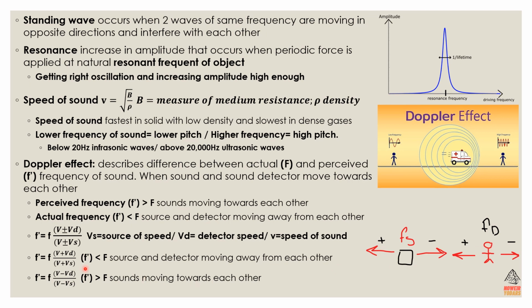So this can be explained in this equation. The perceived frequency is equal to the actual frequency, times the speed of sound plus or minus the detector speed, which is the observer, divided by the speed of sound plus or minus the source speed. So let's discuss this.